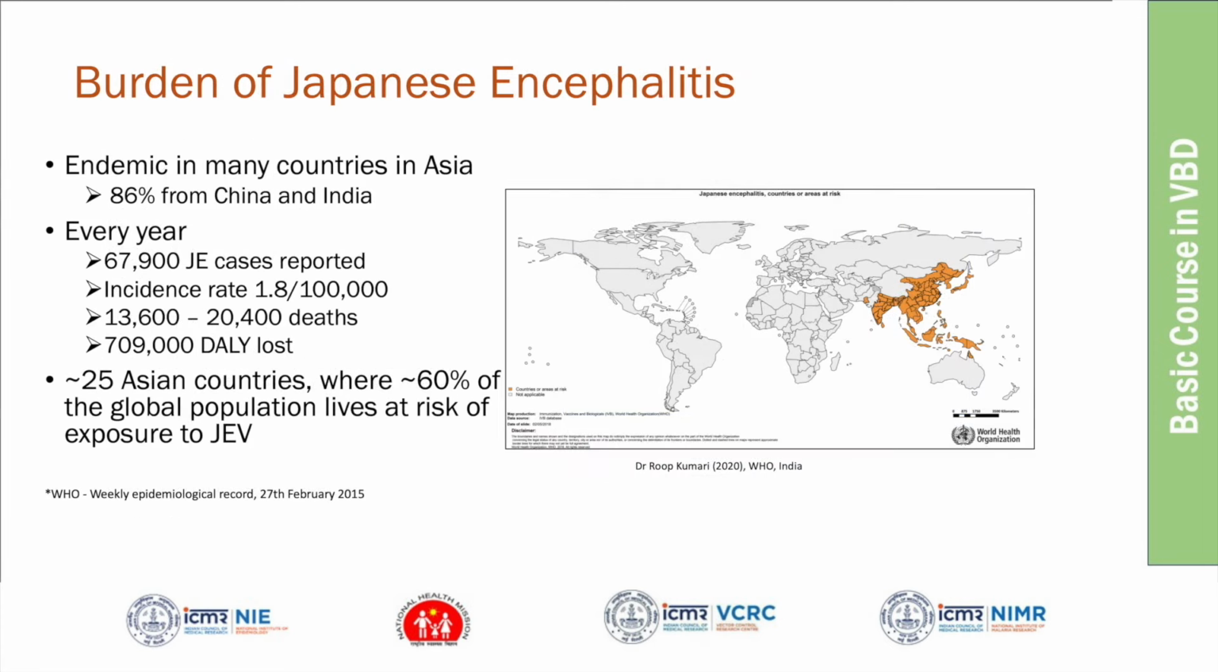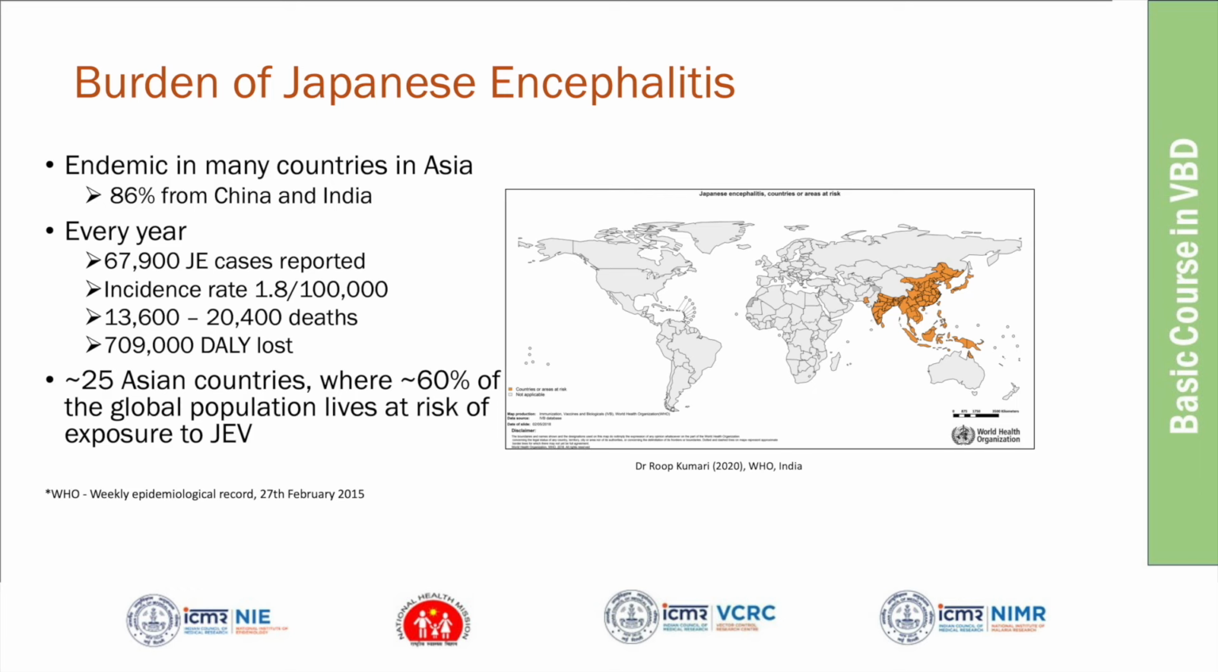Next, on the burden of Japanese encephalitis, you can look at the picture. It is very clear that the virus is endemic only in Southeast Asian countries and some of the Western Pacific countries, mainly India, China, Korea, Japan, Indonesia, Philippines, and to an extent Myanmar. Most of the cases are reported from China and India, that is, 86% of the cases.